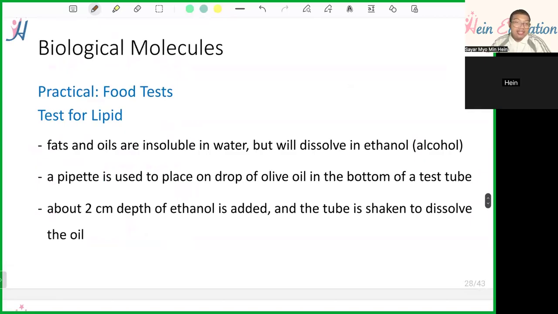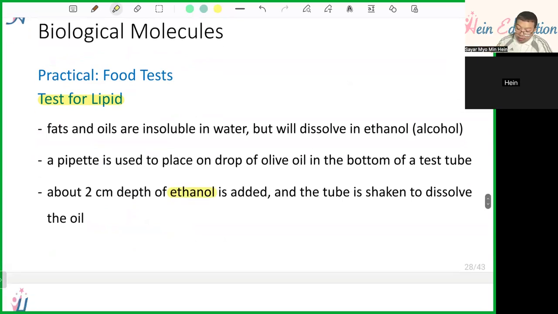So now test number three, which is the test for lipids. Fats and oils are insoluble in water, but they dissolve in ethanol or alcohol. So we will use a pipette to place a drop of olive oil in the bottom of a test tube, and then we will add, let's say, 2 centimeter depth of ethanol. The ethanol is added, and the test tube is shaken to dissolve the oil.